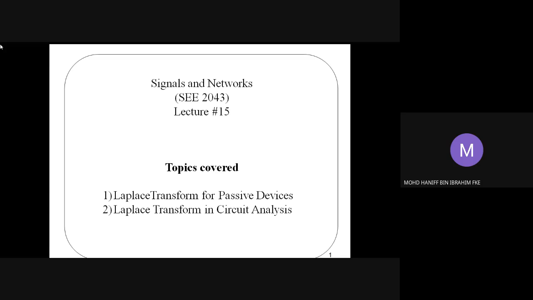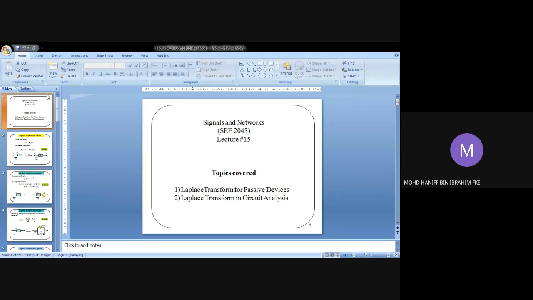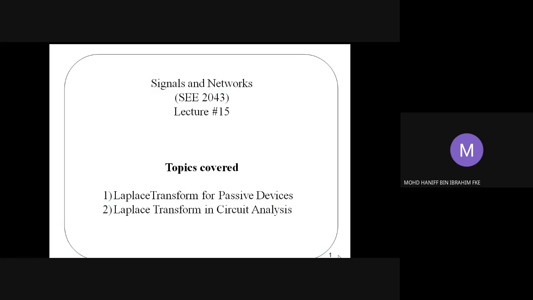A few properties were learned yesterday, and we did a few examples to ensure that all of you understand the properties of the Laplace transform. Okay, so let us proceed with lecture 15, which covers the application of Laplace transform.